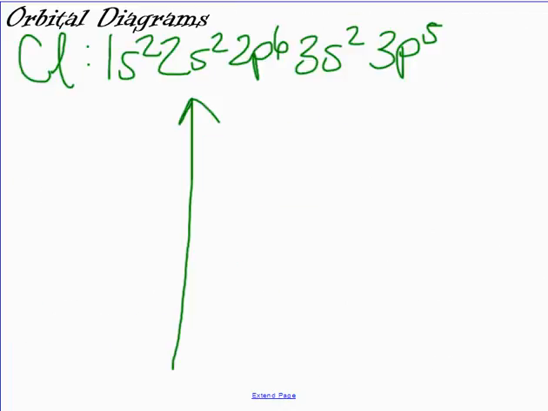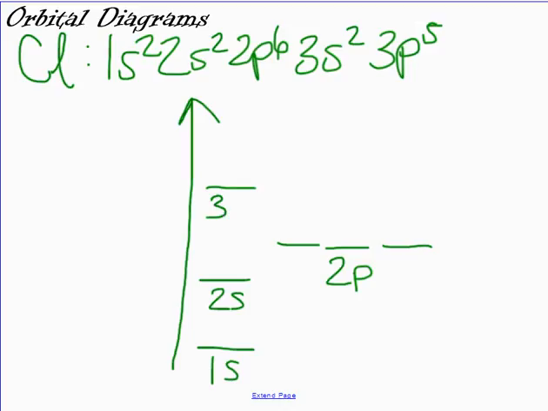And then I'm going to go ahead and start drawing my orbitals. First begin with 1s, which is the lowest energy. And again, it's s, only 2 electrons fit, so I only need 1 orbital. Then I have 2s. And then I have 2p, which has 3 orbitals for the 6 electrons. And notice they're on the same level, which means they all have the same energy. And then I have 3s and 3p.